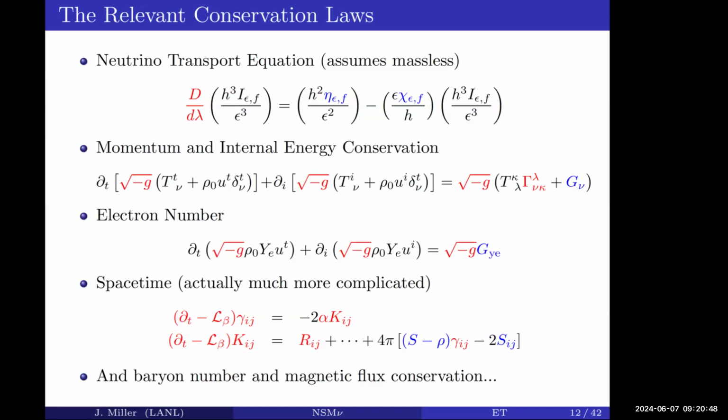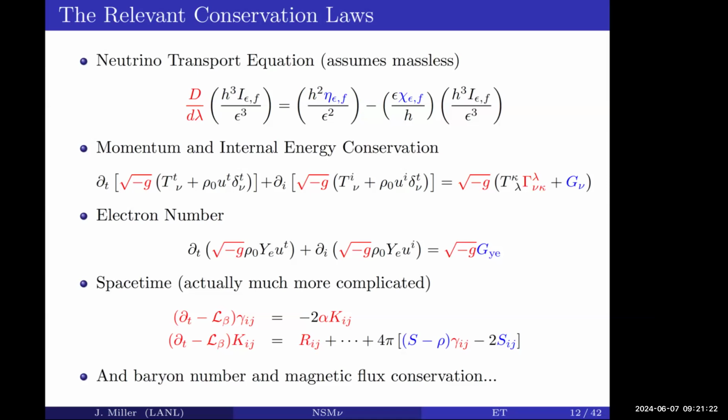I is intensity. It is a way of understanding the radiation phase space density function. And I've color-coded things here. Red is geometric terms, so general relativity stuff. Blue is coupling terms. So for example, in the momentum and internal energy conservation equations, you can see this blue G nu here, that is the radiation force source term having to do with radiation coupling.